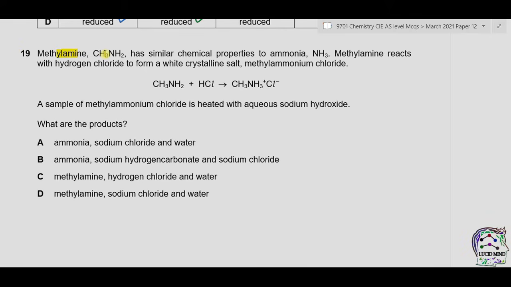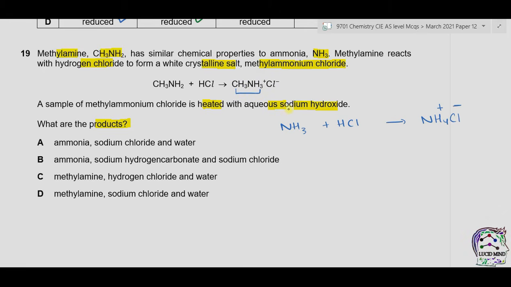Question 19. Methylamine CH3NH2 has similar chemical properties to ammonia. Methylamine reacts with hydrogen chloride to form white crystalline salt, methyl ammonium chloride. A sample of methyl ammonium chloride is heated with aqueous sodium hydroxide. What are the products? As the behavior is similar to ammonia, for ammonia we can see that when it reacts with hydrochloric acid, it forms NH4Cl. Ammonium has positive charge while Cl has negative charge. Methylamine also gives similar type of product.